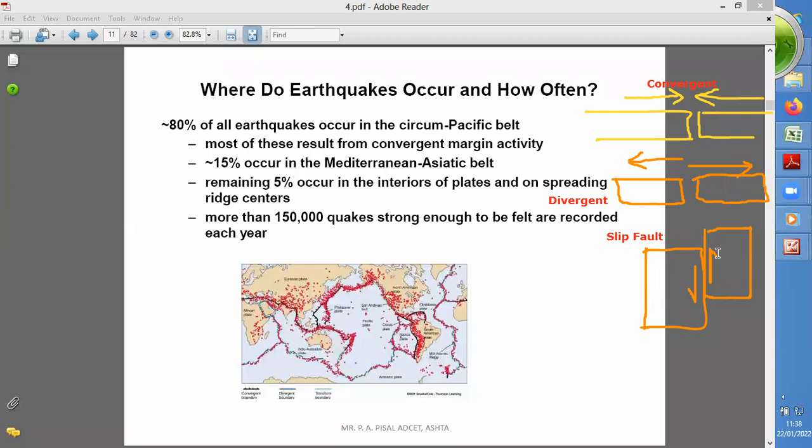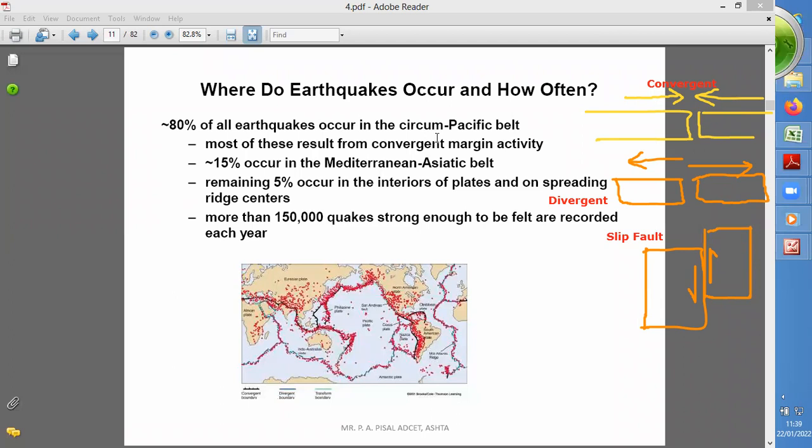Only the blocks slip past each other. There is no gap in between these two blocks. But in the previous two, the convergent and the divergent, a gap will be found between the two blocks. So in the Pacific Ocean, the convergent boundary is there. Two blocks move towards each other.